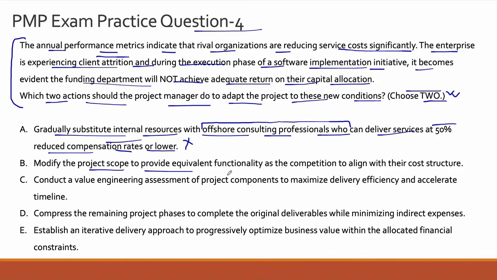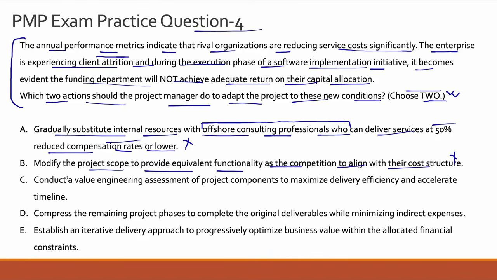Modify the project scope to provide equivalent functionality as the competition to align with their cost structure. Again, it is just like trying to catch a missed bus, right? Modifying the project scope will call for a lot of change management procedures, and you are just sort of copying the competition. Again, are you providing value for your customers with this sort of strategy, right? So that is also something which ideally should not be done, and that is why option B is also incorrect.